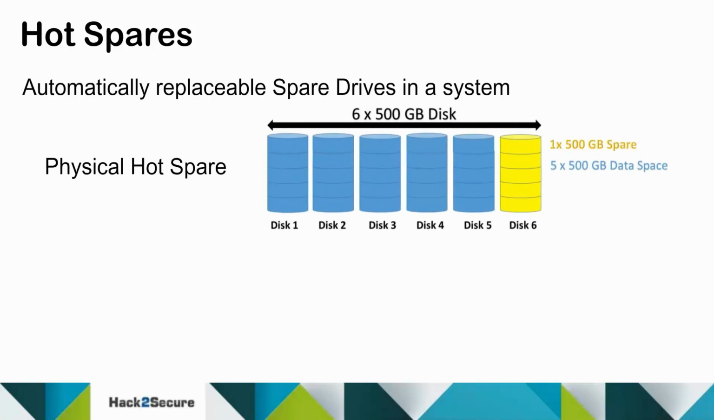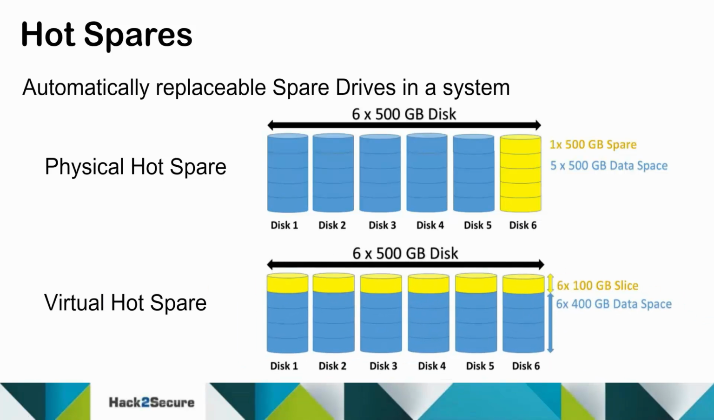In physical hot spare, a dedicated physical drive is introduced in a RAID array, which may be actively running and can readily replace a malfunctioning drive. Suppose there is a RAID set of 6 physical disks of 500 GB each. In this case, one disk can be dedicated as a hot spare. This means the RAID set loses the capacity and performance of one disk, but it adds redundancy to the RAID set.